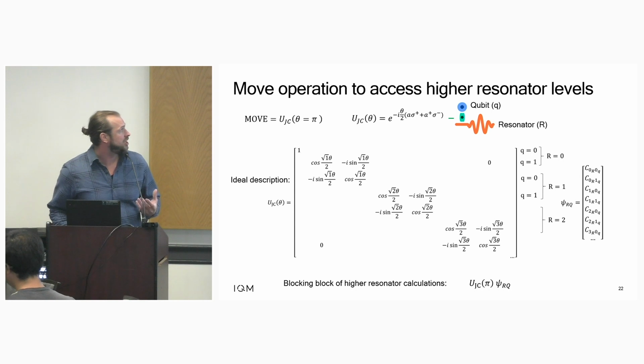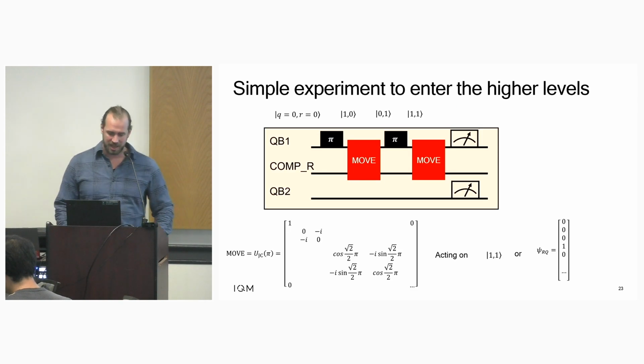The move operation, which we use to shuttle, is actually a Jaynes-Cummings interaction, and if you consider the full matrix, you get all of these different terms that will excite the resonator. We can construct a simple experiment to show how this works, just looking at the populations.